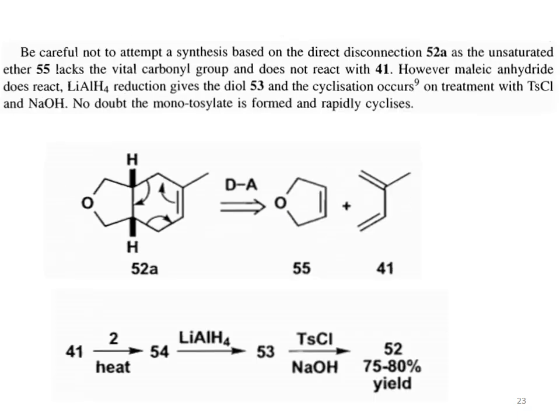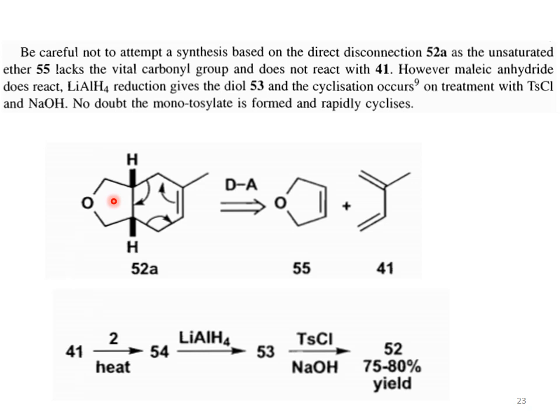Here is an important point. Be careful. Do not attempt a synthesis based on the direct disconnection. This is 52A. The product which was 52 in the previous slide, that's the ether. So this 52A also fulfills the requirement of the Diels-Alder product. This is a 6-membered ring. It has the pi bond, and the oxygen, the ether group, is also an electron withdrawing group. It is opposite to the pi bond.